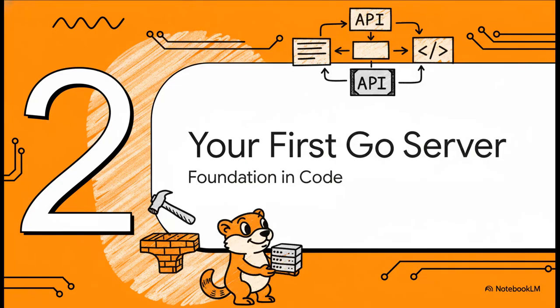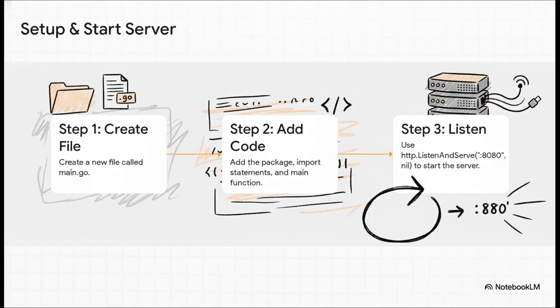Okay, that's enough theory. Let's get our hands dirty and actually write some code. It's time to build a foundation for our API by creating our very first Go server. And trust me, it's way simpler than it sounds. Everything starts with just one file. We'll call it main.go. Inside, we'll do the usual setup, declare our package, import the net/http library, and create our main function.